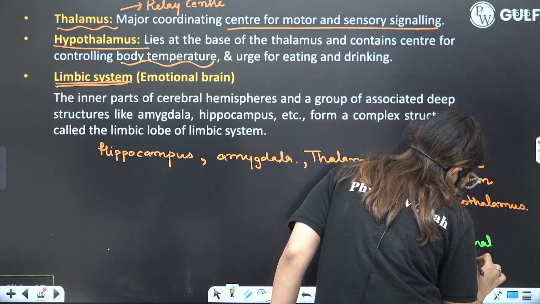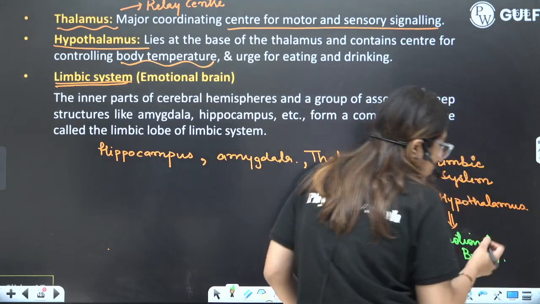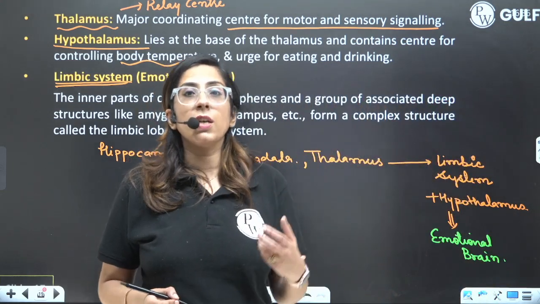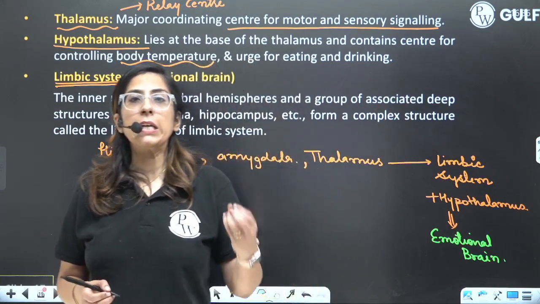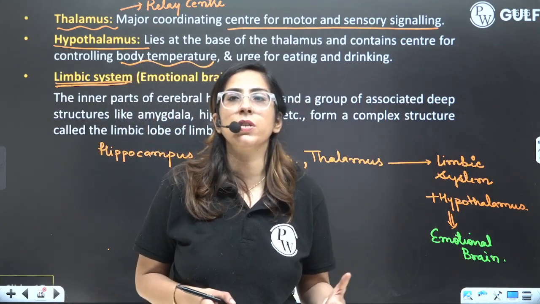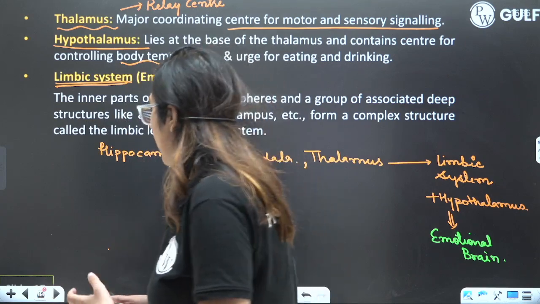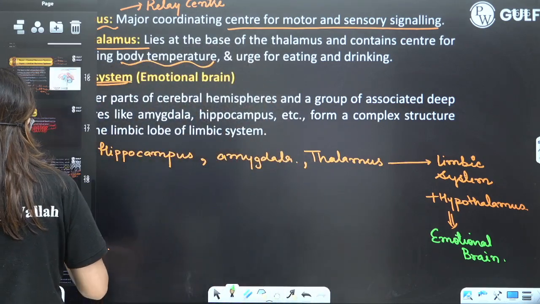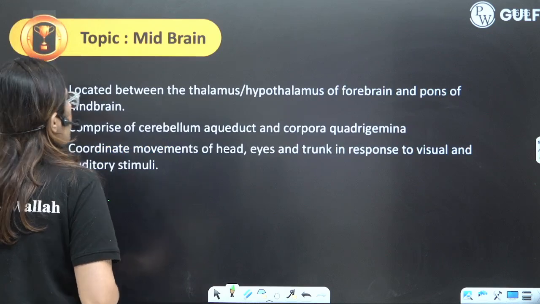Why emotional brain? Because now it controls the various emotions. What are different emotions? Such as sexual drive, your eating, your thinking, your communication, everything will be controlled by the hippocampus. Right?